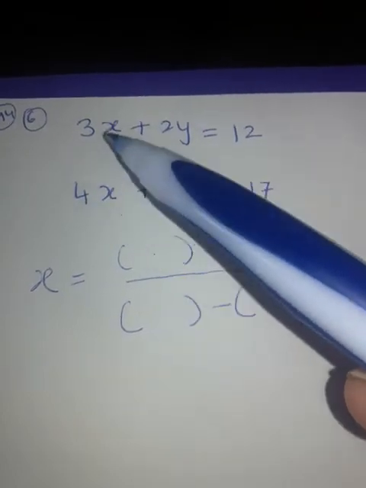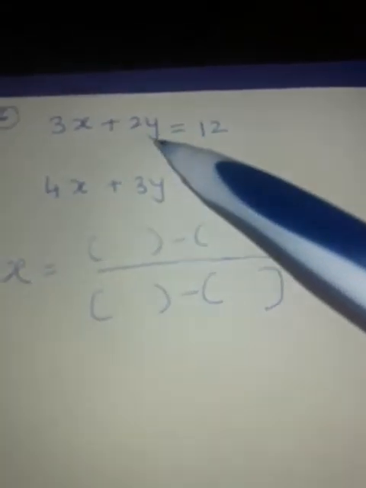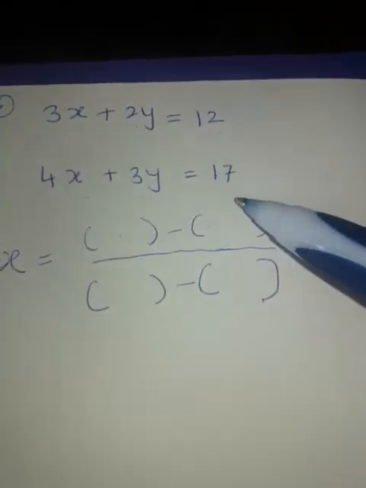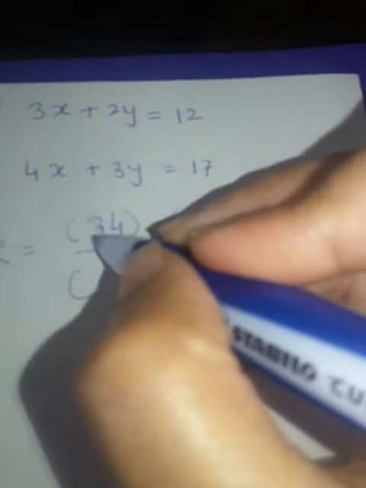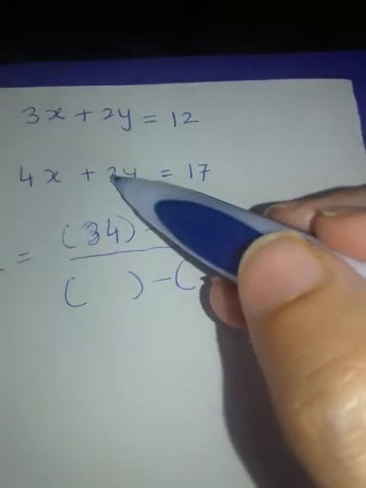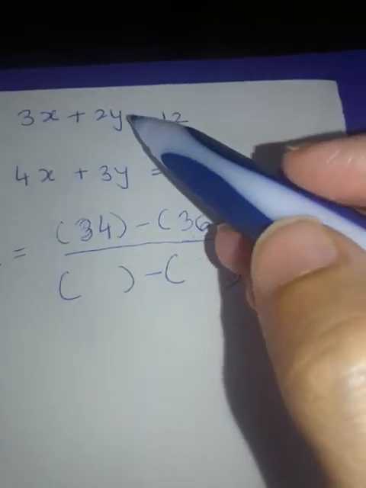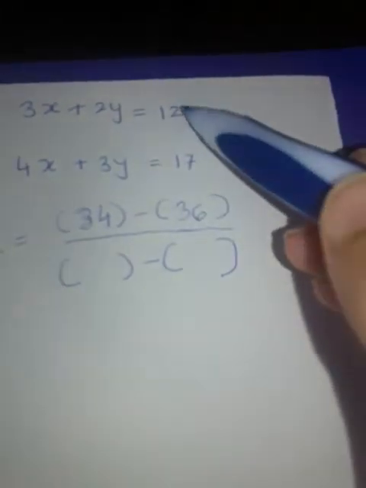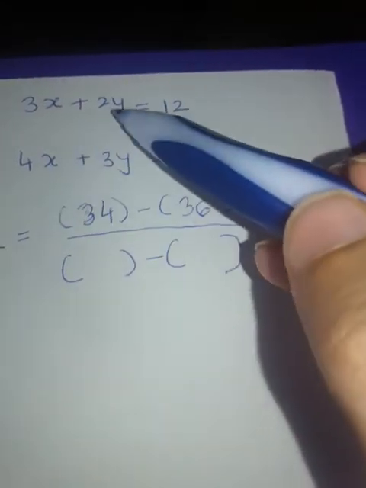When you want to find value of x, ignore it. Just ignore it, concentrate here. Take the product, 2 and 17. What is the product? 34. Write it here. 12 and 3. What is the product? 36. Write it here. So numerator is over. 2 into 17, 12 into 3. Now move to left hand side.